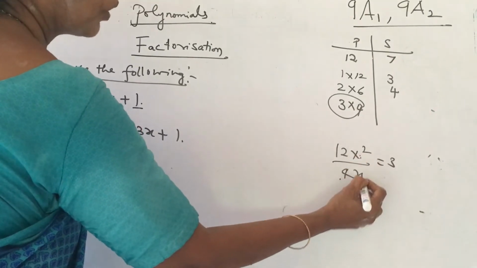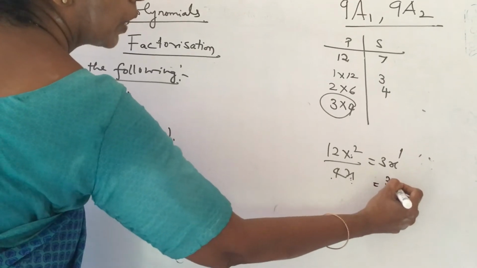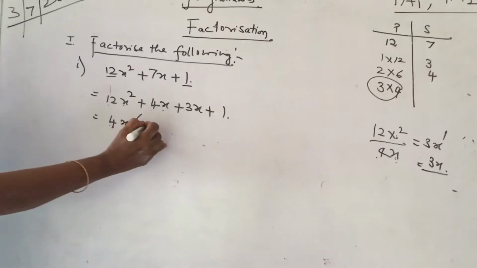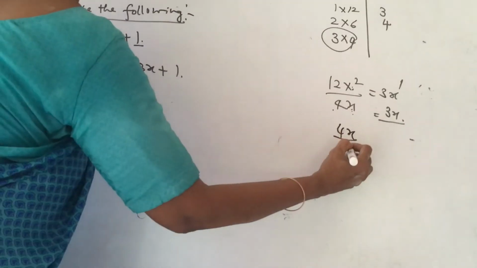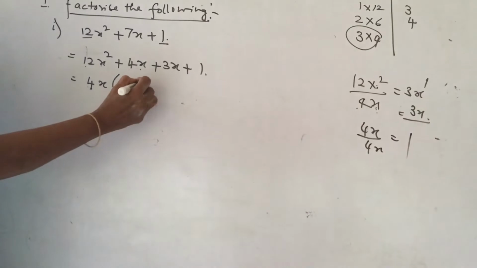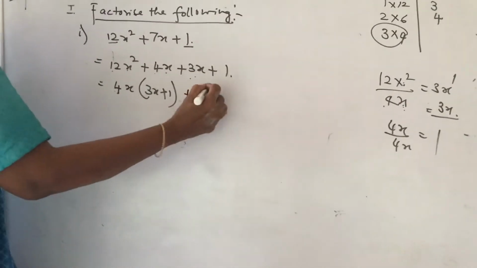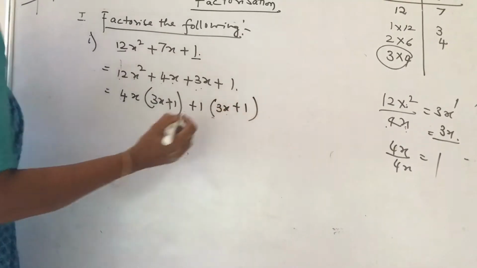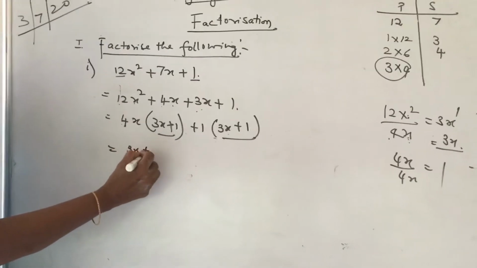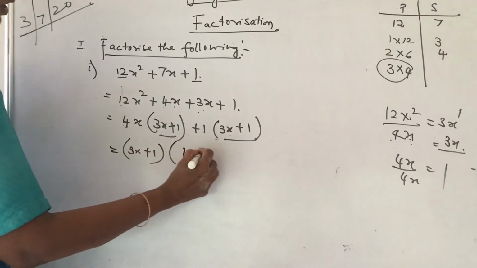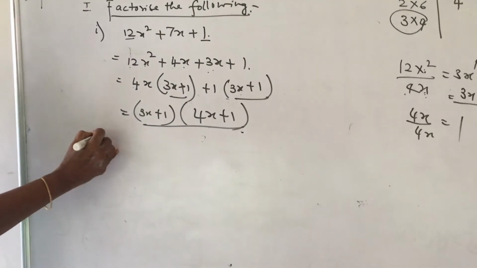A to the power of m divided by a to the power of n is equal to a to the power of m minus n. So you have 3x. And what is 4x divided by 4x, children? 1. In the third and the fourth term, nothing is common, so 1 is common. Your common factor is 3x plus 1 into 4x plus 1.